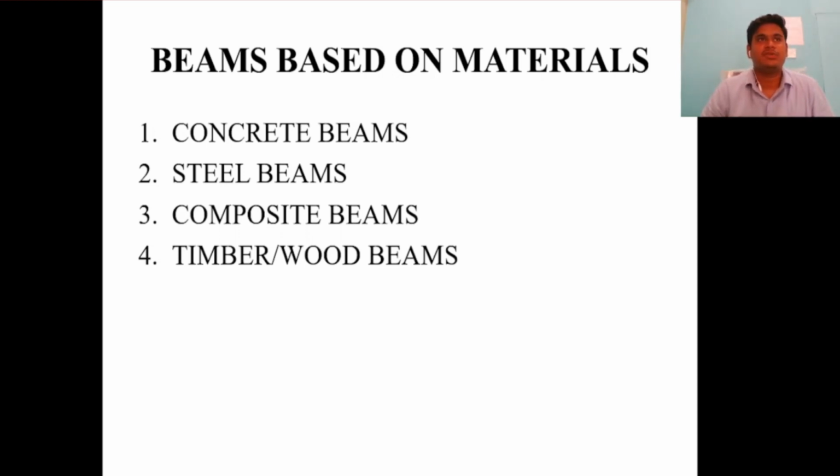Composite beams are beams which are made with more than two elements or more than two metals or more than two types of things. Like alloys are used in many beams to make the beams lightweight sometimes. Next is timber beam, timber or wood beam. Timber and wood beams are very less used in India.